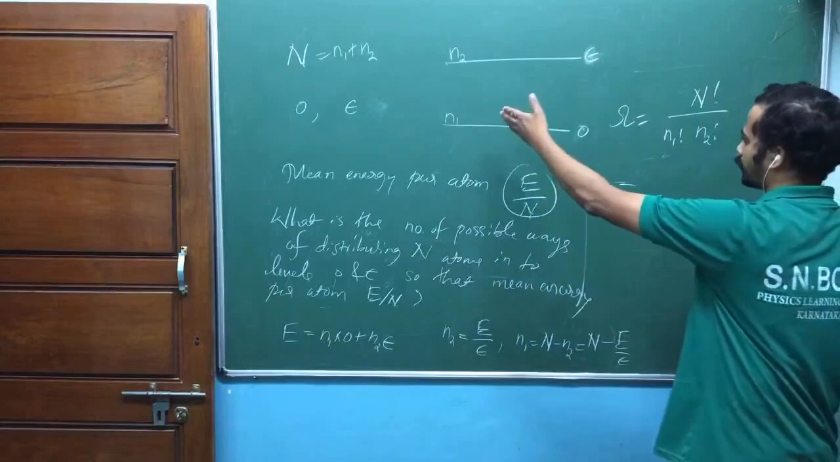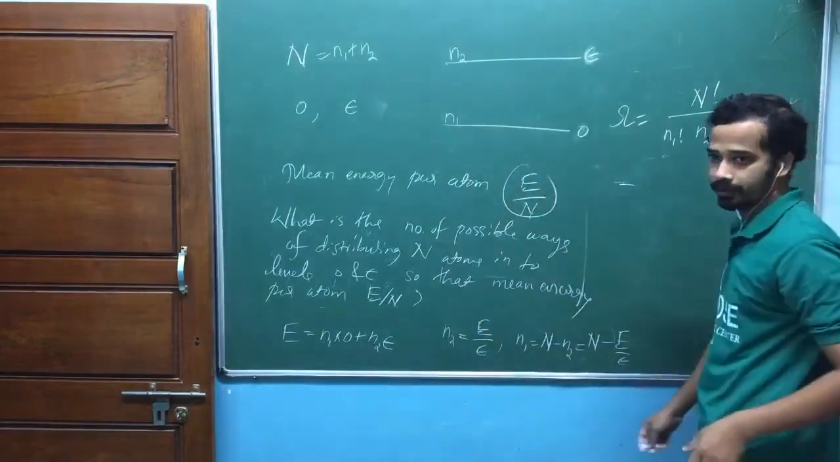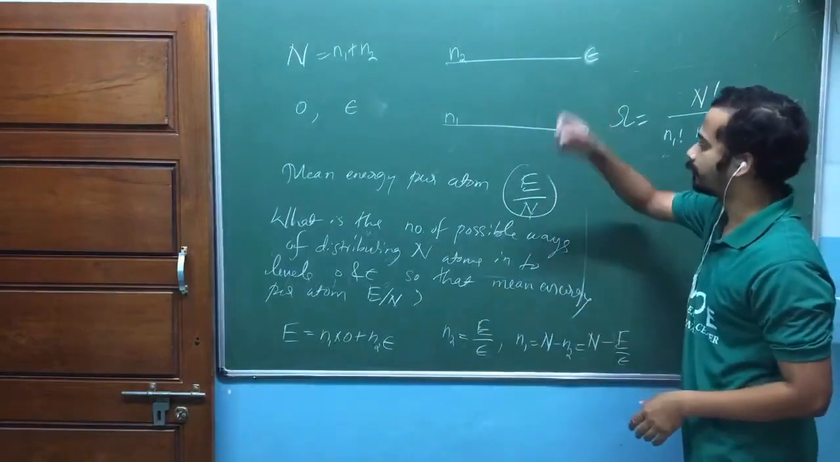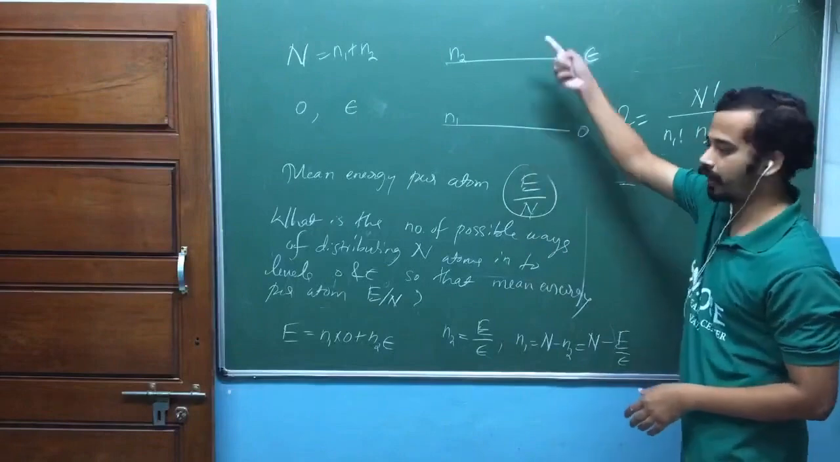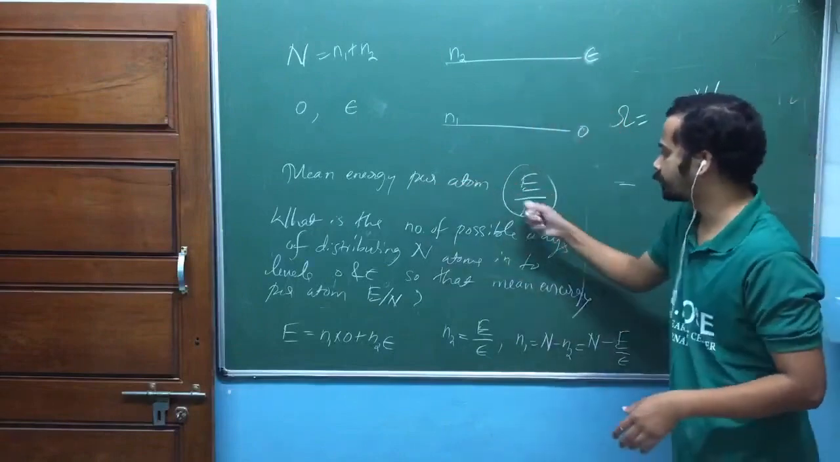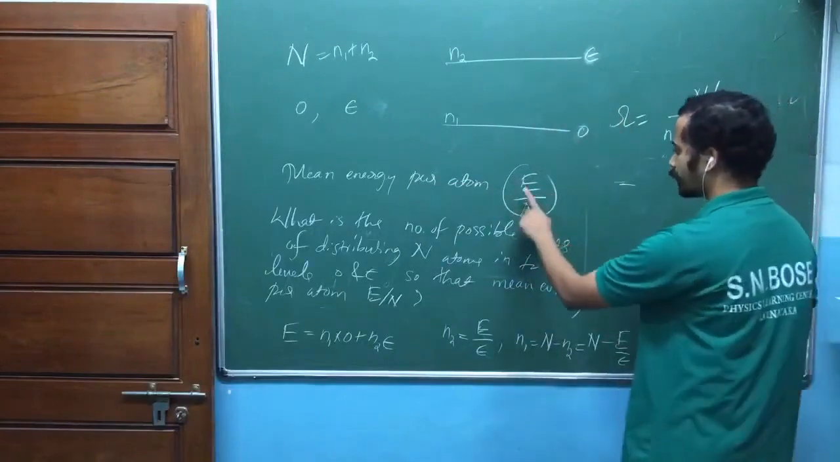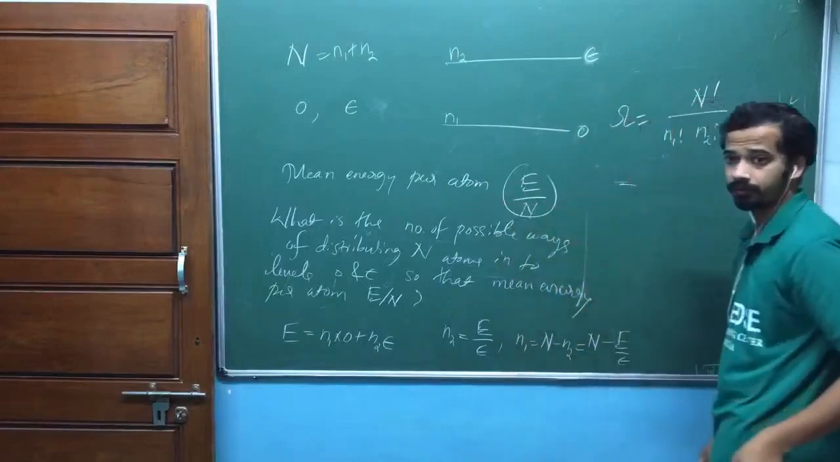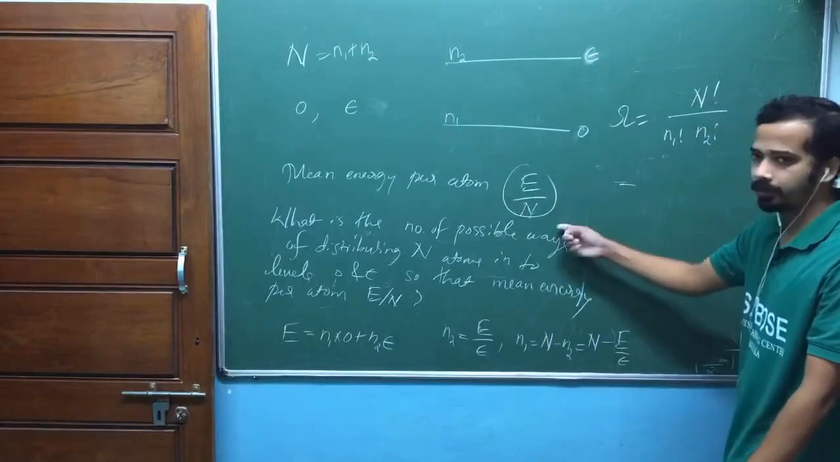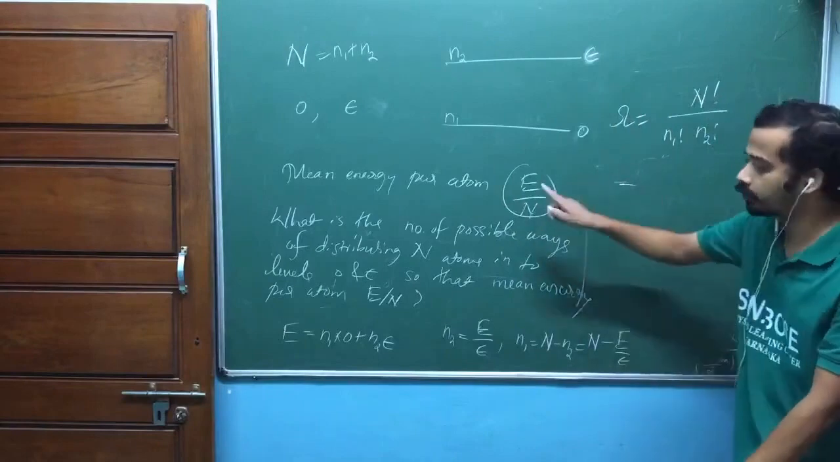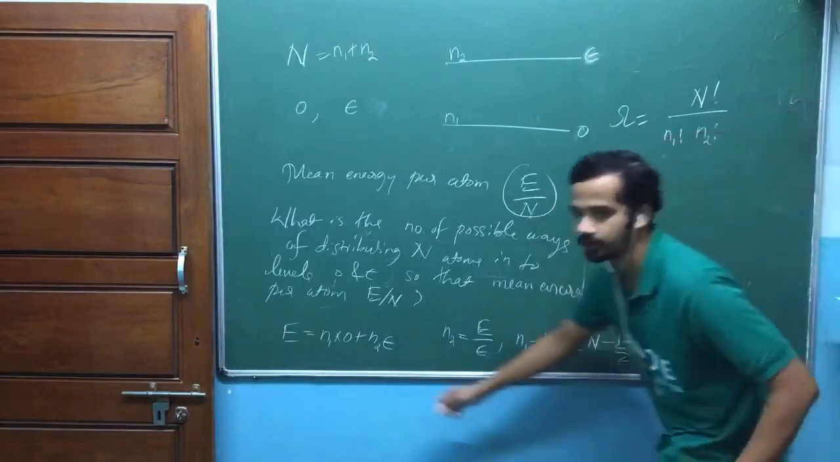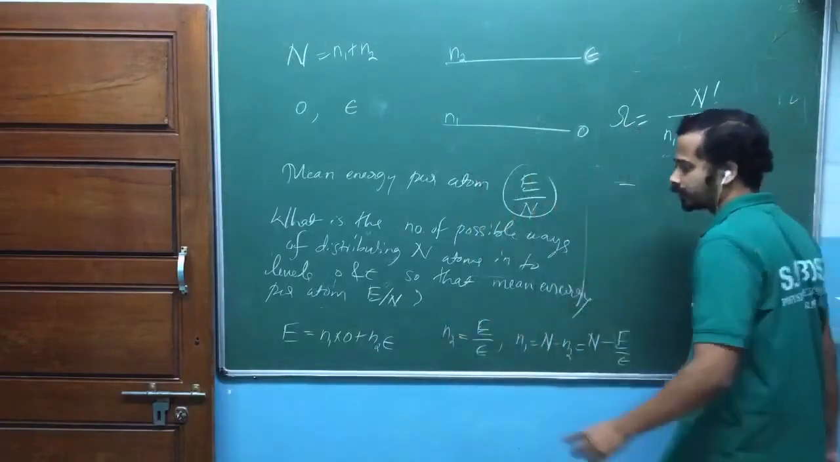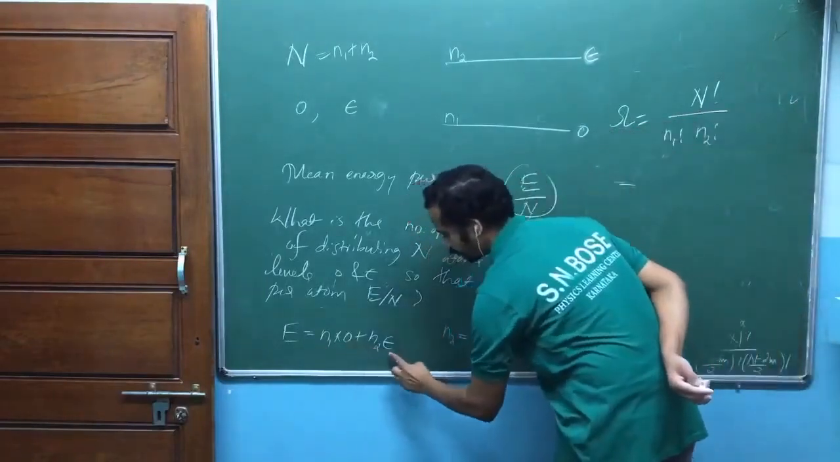So that N1 atoms can be placed here, N2 atoms can be placed here, so that again N1 and N2 values are in such a way that average energy per atom is this one. If this is average energy per atom, for the total average energy you should multiply with the total number of atoms. Energy per atom into total number of atoms, that is total average energy. That's what I have taken here. That's because of N1 particles in 0 state, N2 particles in energy E state.